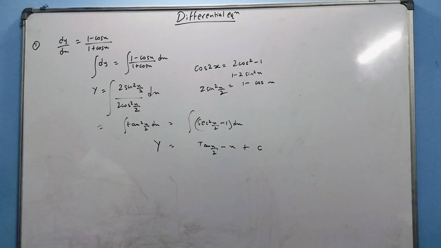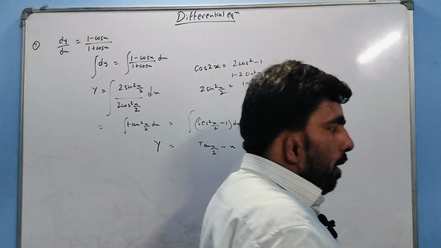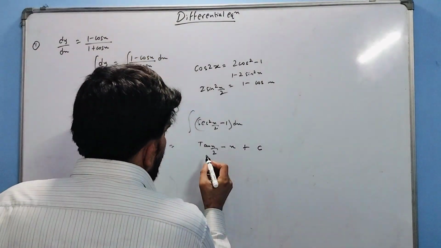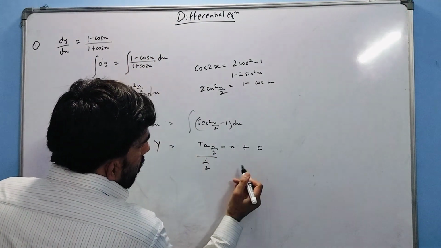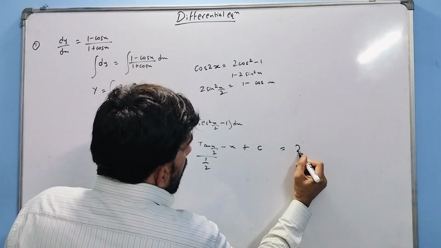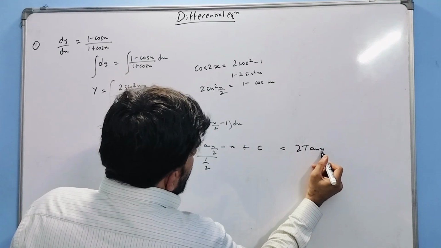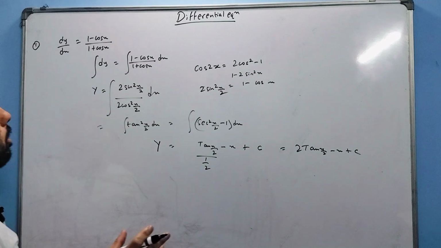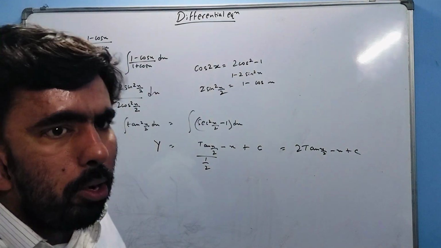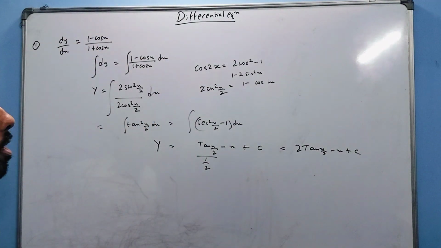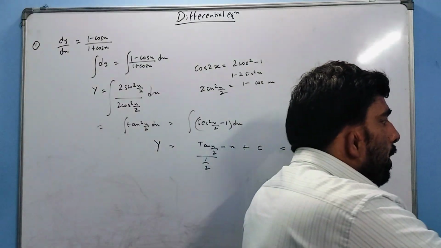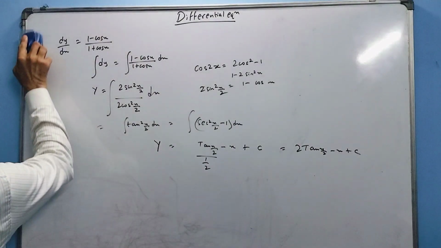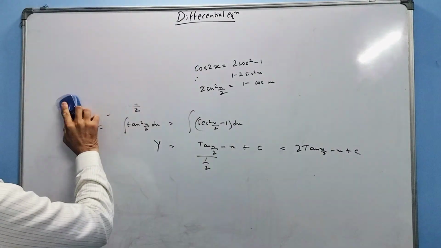Next question I have. Okay, 1 by 2 is also there. So what we can take is 2 tan x by 2 minus x plus c. Okay, so this is the general solution for the given differential equation. Now let us try to solve the next question. Okay, this is the first question I have solved. Now let us try to solve the next question.